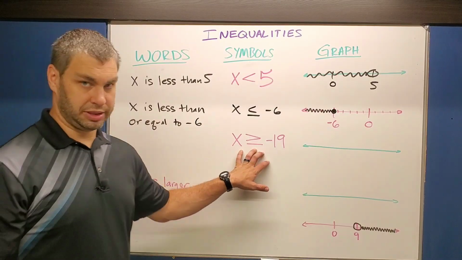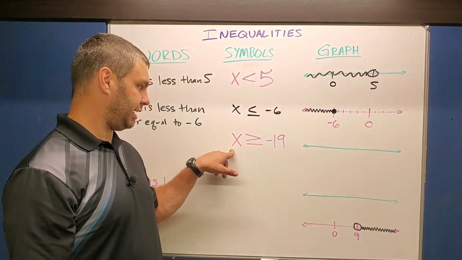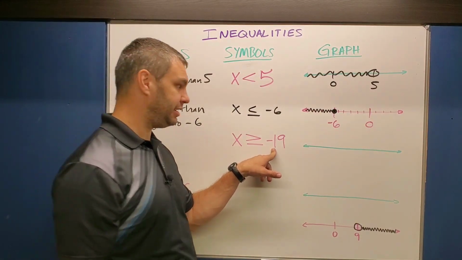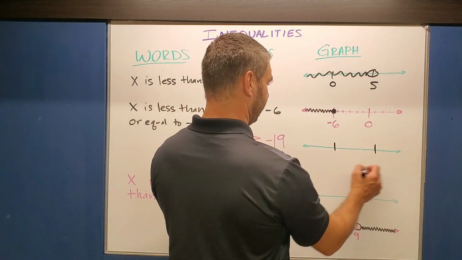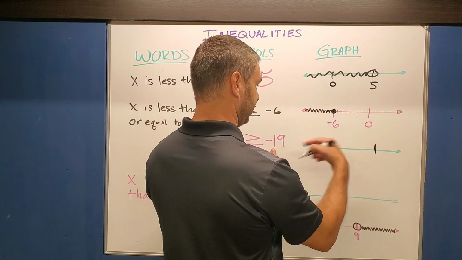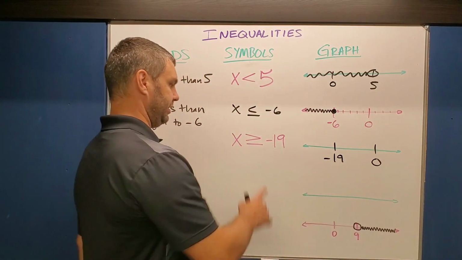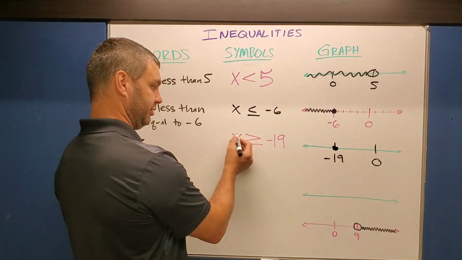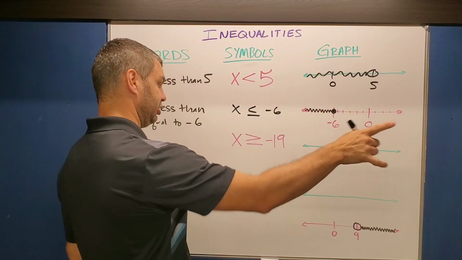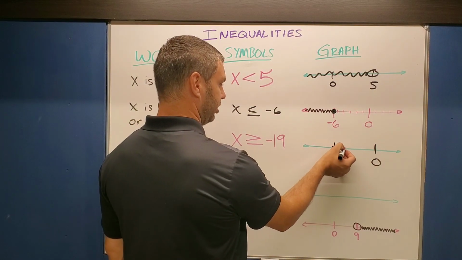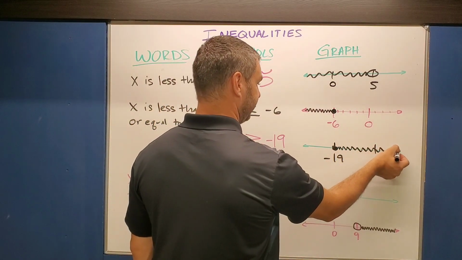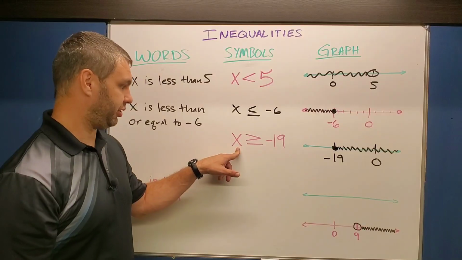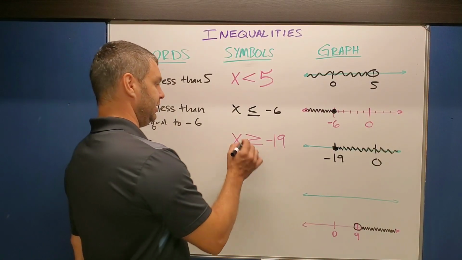Got another symbols one. This is a greater than or equal to: x is greater than or equal to -19. Just be careful when you put it on your graph that your -19 comes to the left of 0. It's going to be a closed dot this time, and then we're going to shade. If I were to make this into an arrow, we're going to shade it that way. Now remember, you can only do that if the variable comes first.